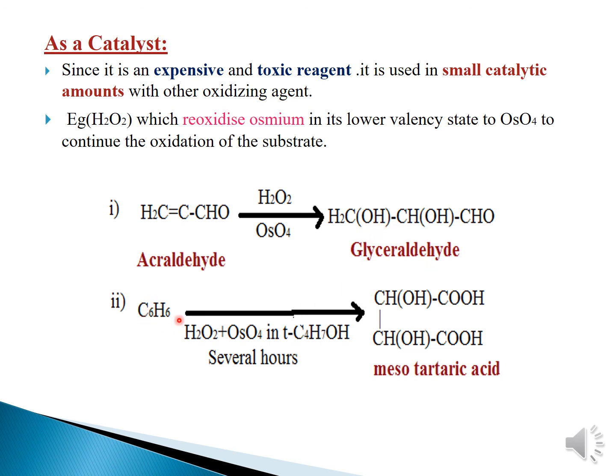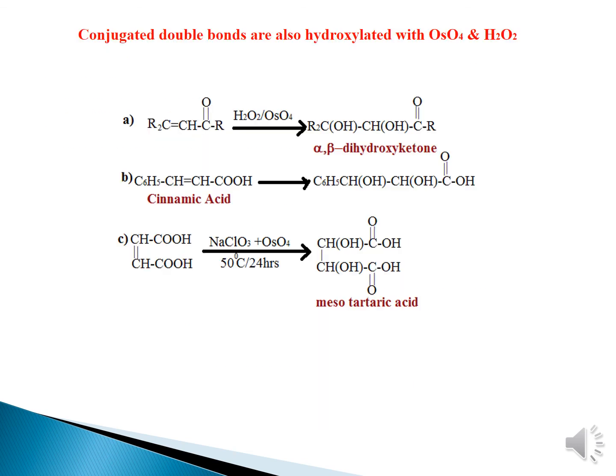Then again, if we take the starting material in the presence of hydrogen peroxide, upon treatment with osmium tetroxide in tertiary butanol, again meso-tartaric acid is formed, after several hours.